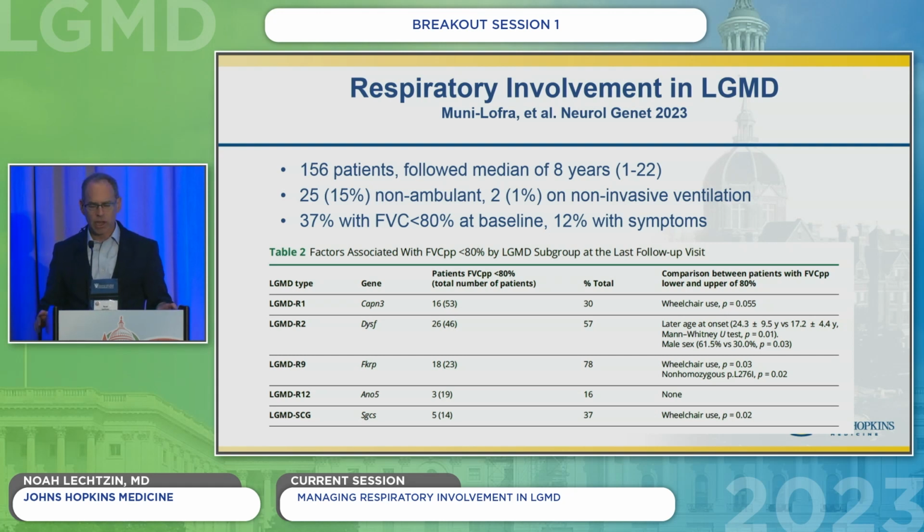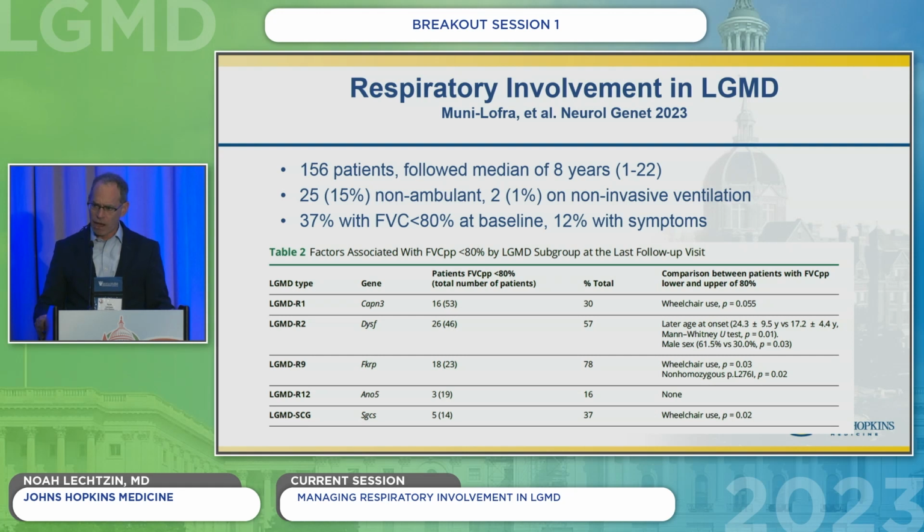I'm going to show a few slides from a very recently published study out of the UK. There's a handful of studies that have looked at respiratory complications in limb-girdle muscular dystrophy, and in my opinion, this is the best one. It's the largest, and it has the most follow-up. They followed 156 patients, some for as long as 22 years, with a median of 8 years. Of those patients, 25, or 15%, were non-ambulant when they entered the study, and only 2, or 1%, were on non-invasive ventilation.